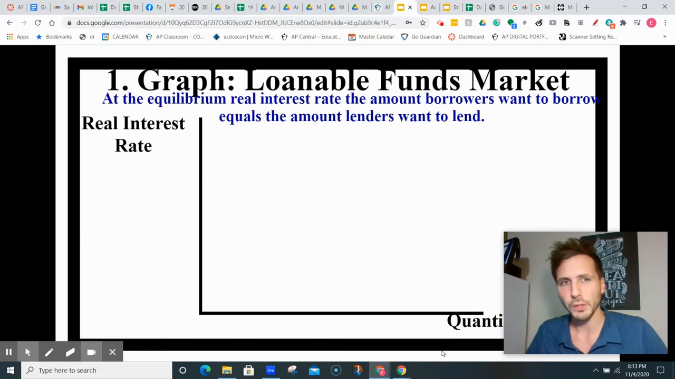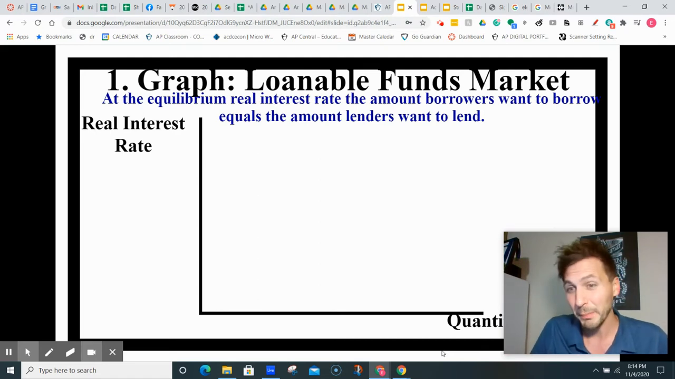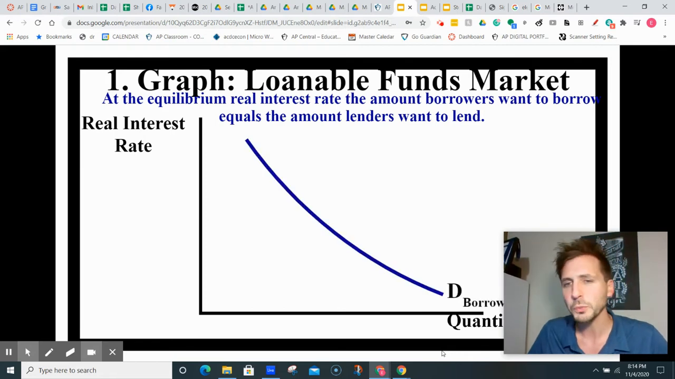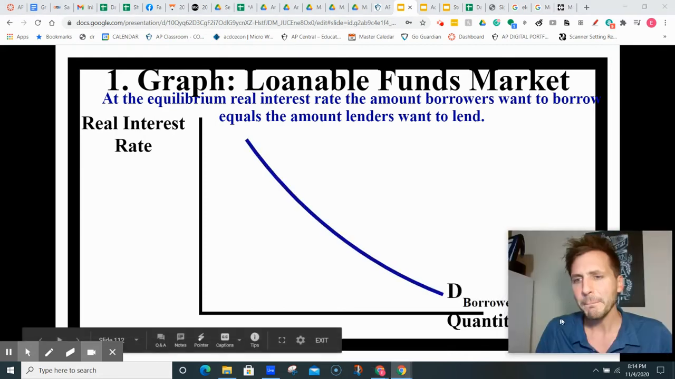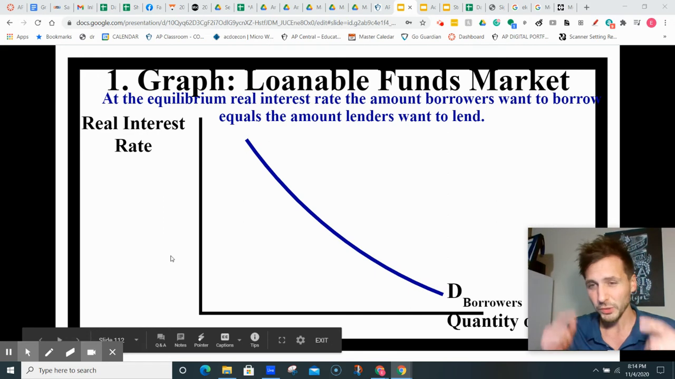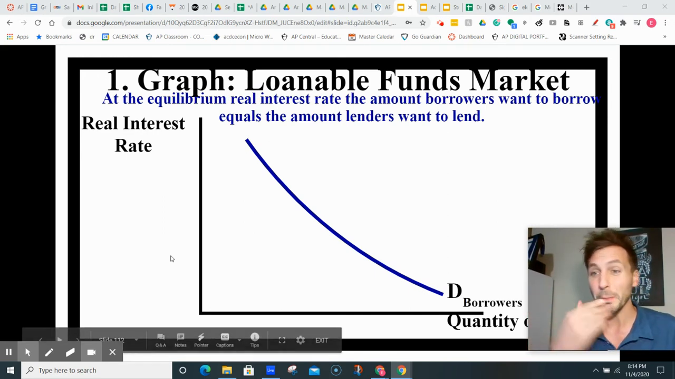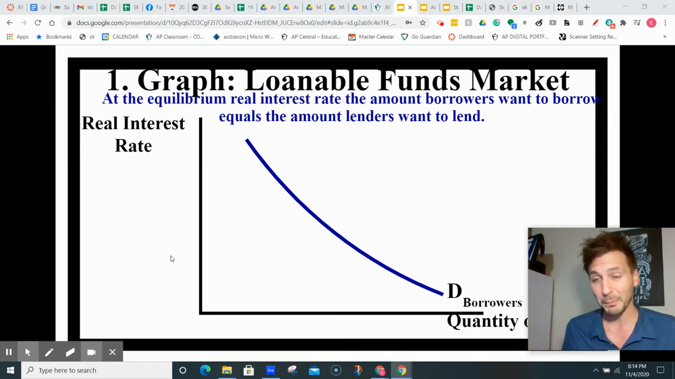Okay, so what's the graph look like? Well, at the equilibrium, we find the real interest rate for the borrowing of loans based on how many loans are being supplied in the market by banks and lenders and how many loans are being demanded in the market by businesses, consumers, and the government. So first we have the demand. The demand for loans are the borrowers.